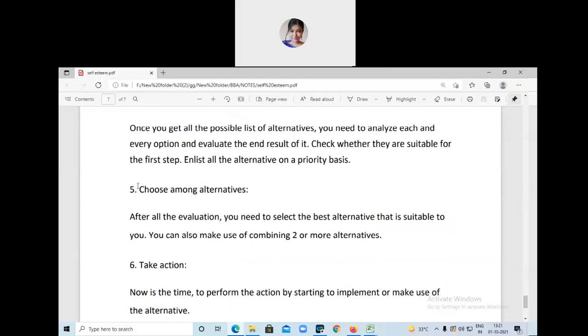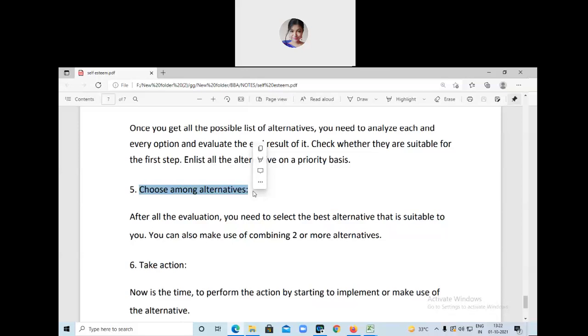After that, the fifth step is to choose among the alternatives. I had already mentioned this. After you analyze each and every alternative, you need to choose the best one. You need to choose the best alternative that is suitable to you.